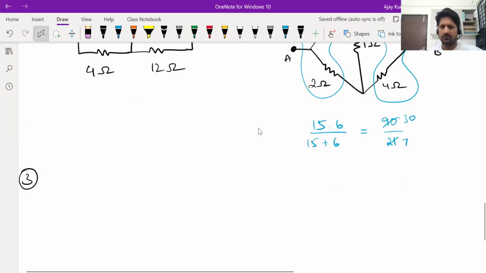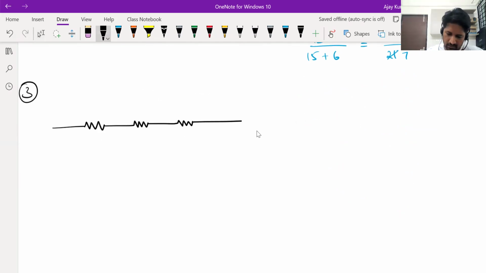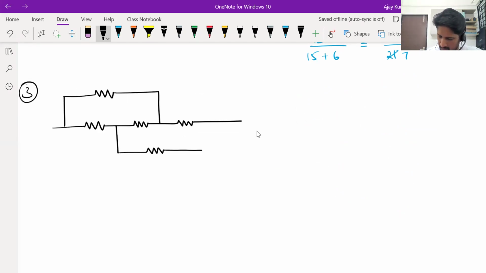Now see, there are different ways of drawing a Wheatstone bridge. How you identify it is that there should be 5 elements, no 2 in series, no 2 in parallel. This is also a common arrangement. I'm sure you all must have seen this. Assume each resistance is R. Tell me the effective resistance.